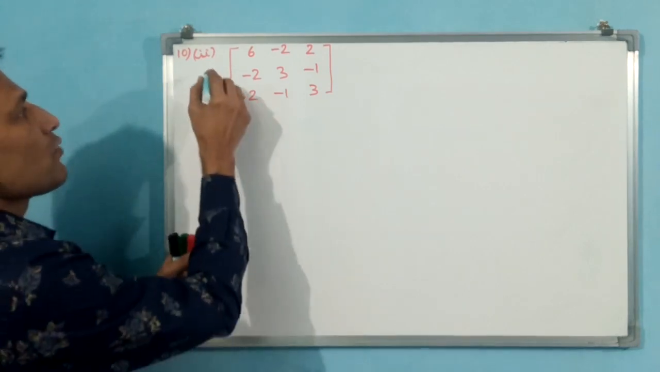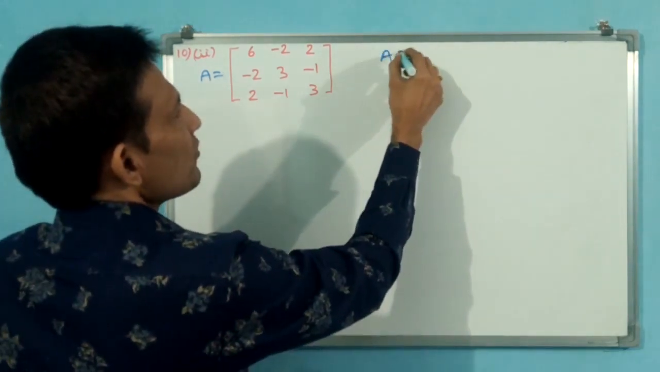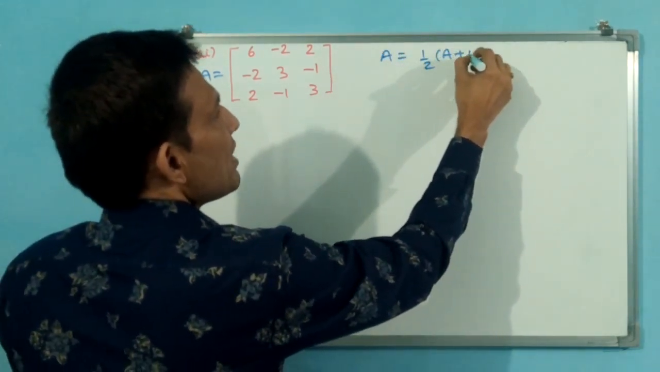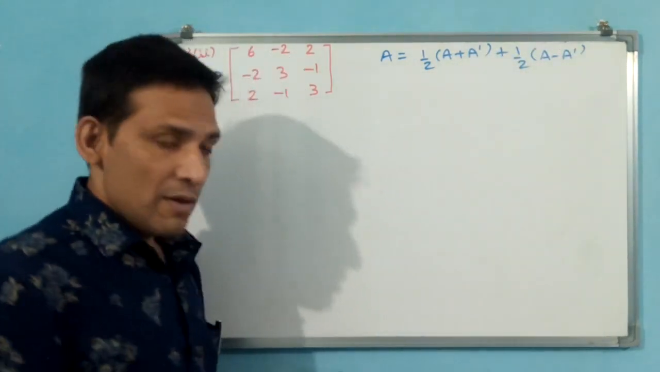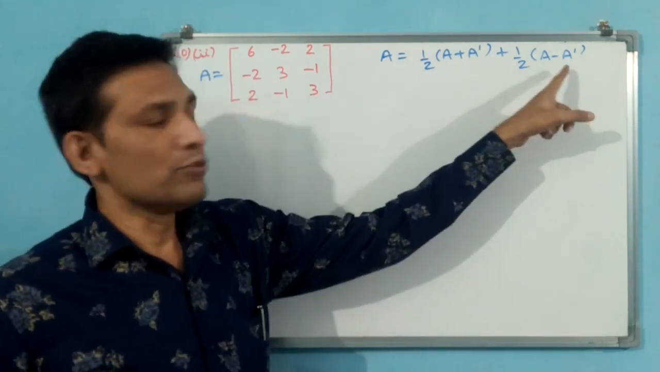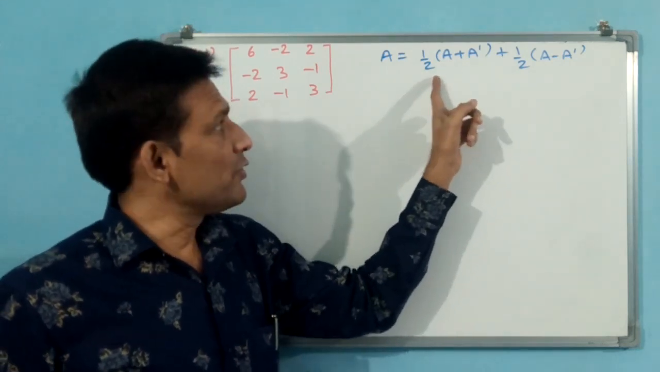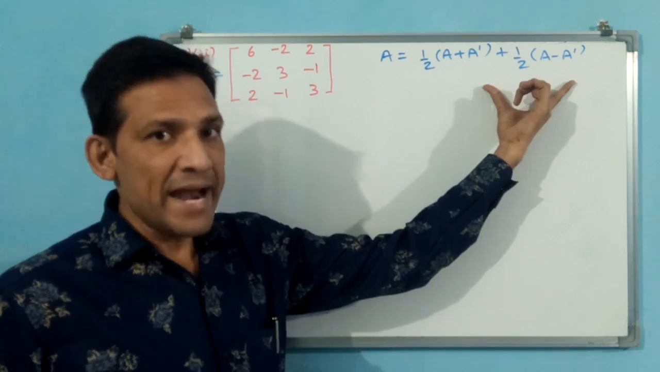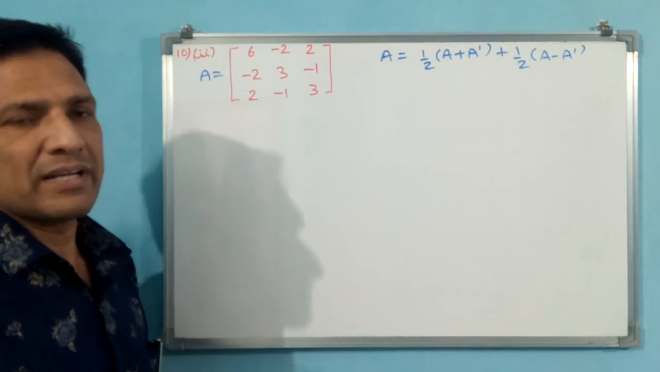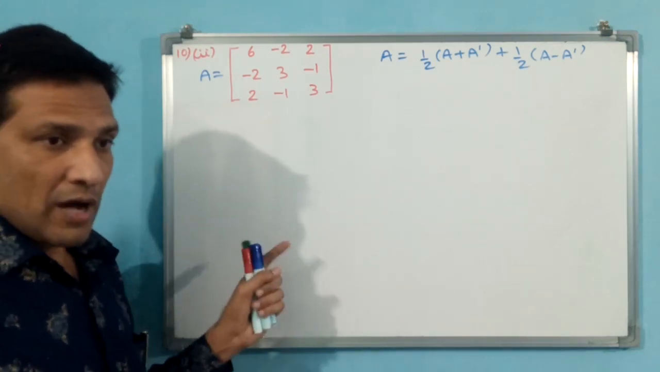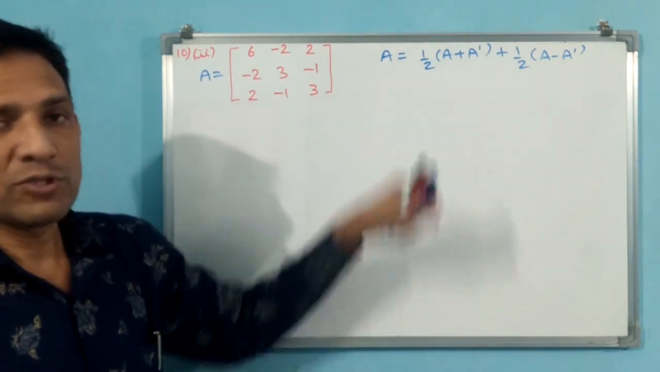First thing you have to do, you have to take this as A. Let A be this matrix. And what you are going to prove? You are going to prove A is equal to 1 by 2 (A plus A transpose) plus 1 by 2 (A minus A transpose). Why this? Because these are symmetric and skew symmetric matrices multiplied with the scalar 1 by 2. Why do you have to multiply? When you multiply with 1 by 2, then only after adding you are going to get the original matrix. Here, not only expressing symmetric and skew symmetric, but after adding, the original matrix has to come.